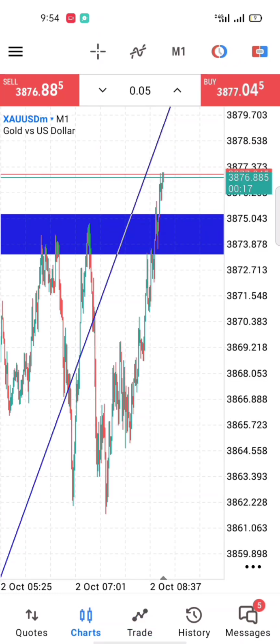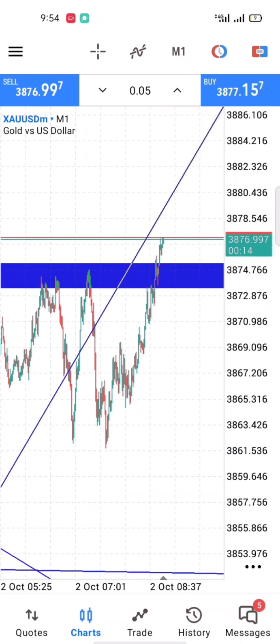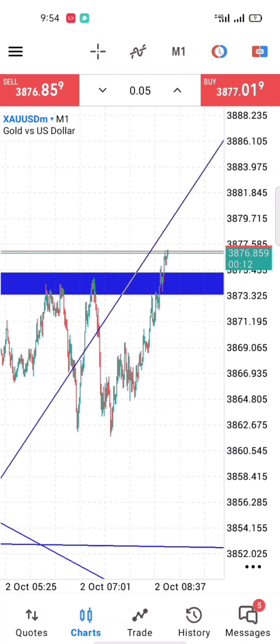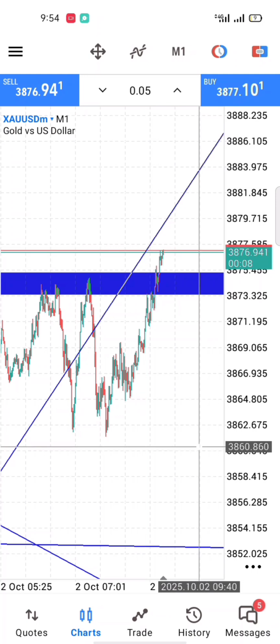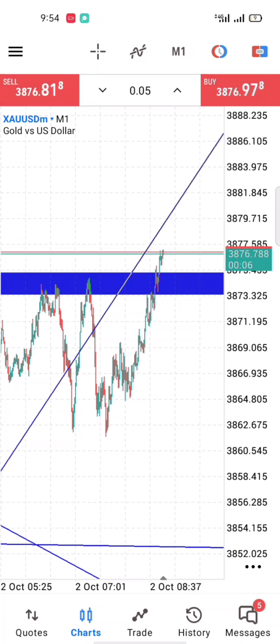The trade bought massively from our zone. I told you that this zone is a very strong point that the trade will fail to break. The trade bought massively and gave us huge profits.